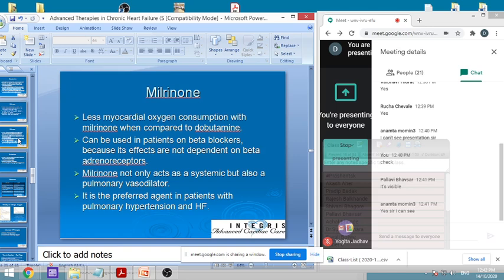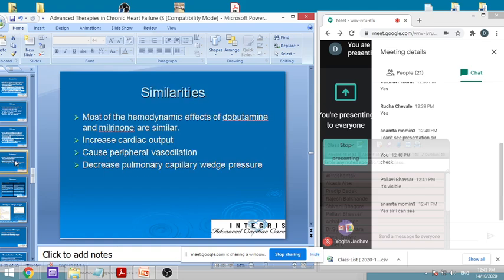It acts not only as a systemic but also as a pulmonary vasodilator. It is an additional benefit it has, and it is the preferred agent in patients with pulmonary hypertension and heart failure, where both are simultaneously there. So most of the hemodynamic effects of dobutamine and milrinone are the same. There is an increase in the cardiac output, and it causes peripheral vasodilation. It causes a decrease in the pulmonary capillary wedge pressure. So these are the effects it is having, and thus it gives benefit to the patient.